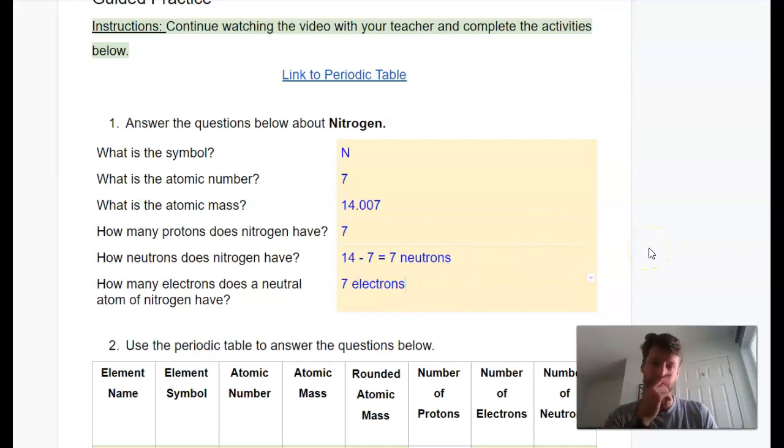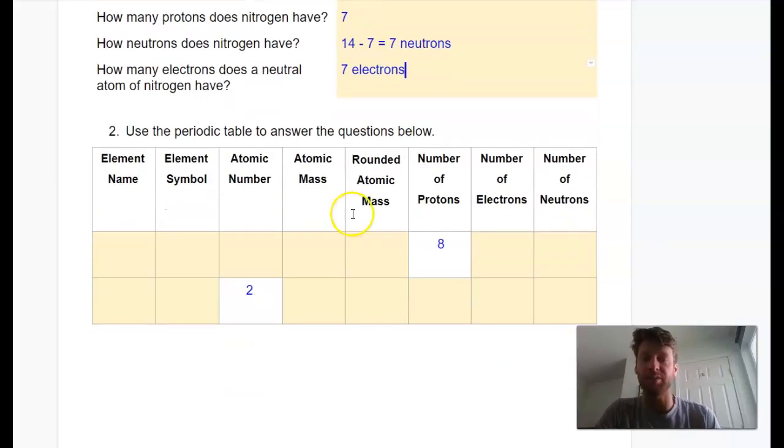Now, you may note, wait, 7 protons, 7 neutrons, and 7 electrons. Is it always going to be the same? No, it's not. A lot of the smaller elements of the periodic table are going to have very similar protons, neutrons, and electrons. However, as you get to larger elements, you're all of a sudden going to see that the number of neutrons can be vastly different than the number of protons and electrons. Here's the same type of problem, just set up in a slightly different format.